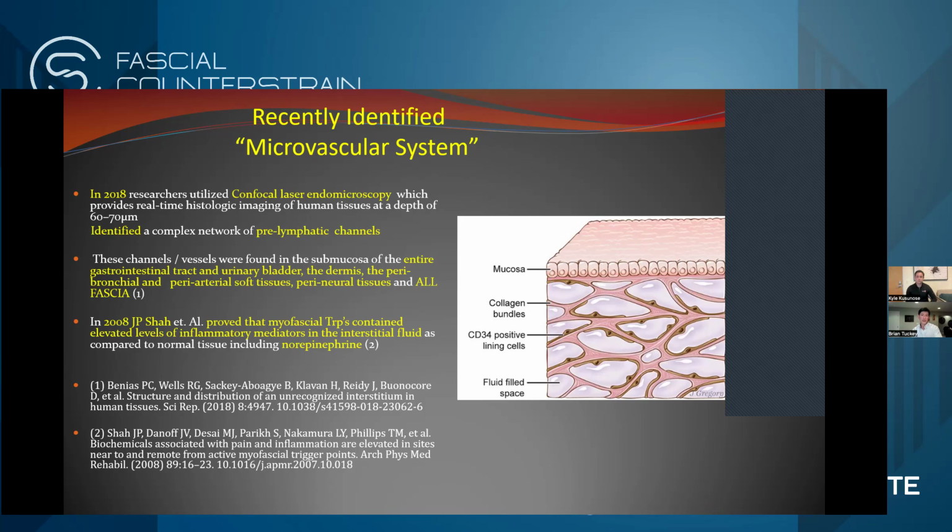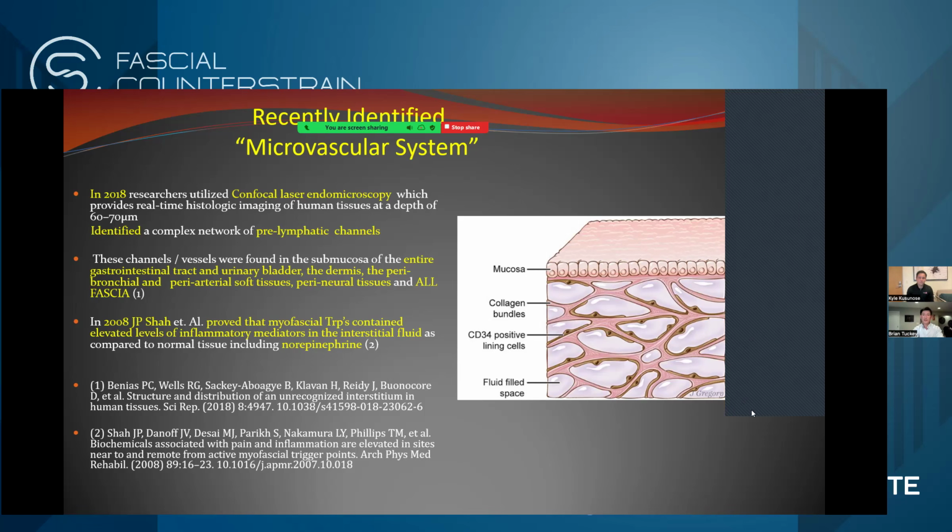Where is the source? In 2018, an article came out by Benias et al. It used CLE, confocal laser endomicroscopy, a new tool that lets you go in vivo and see tissues at a very small level. What they found were flowing channels of pre-lymphatic fluid, a microvascular system smaller than anything previously identified. Clear lymphatic fluid. And where was this flowing matrix? The answer was pretty much everywhere.